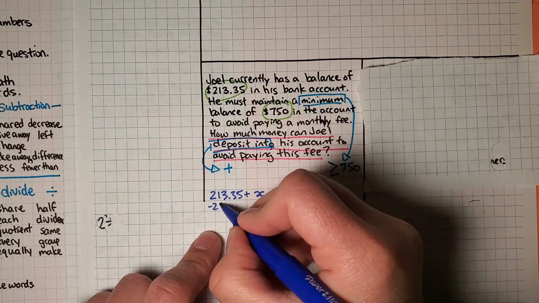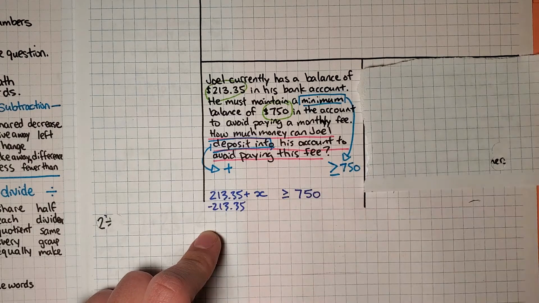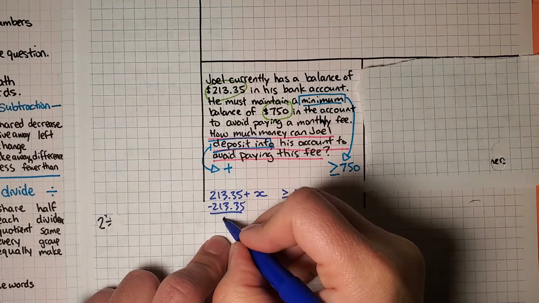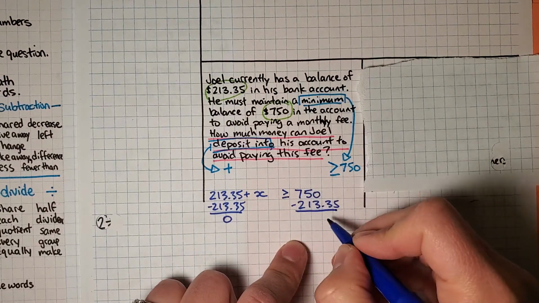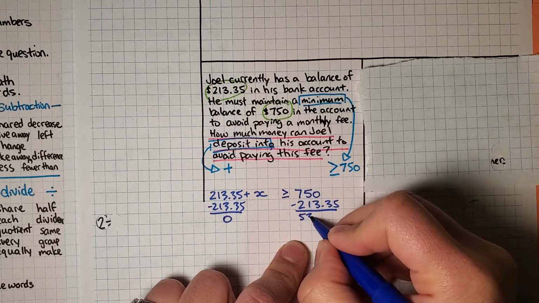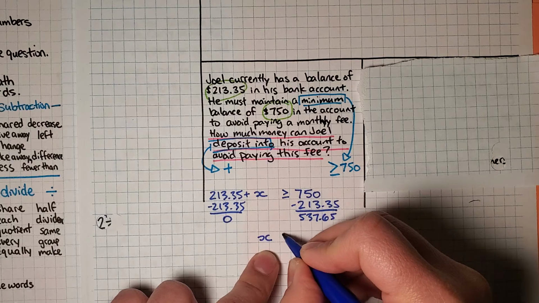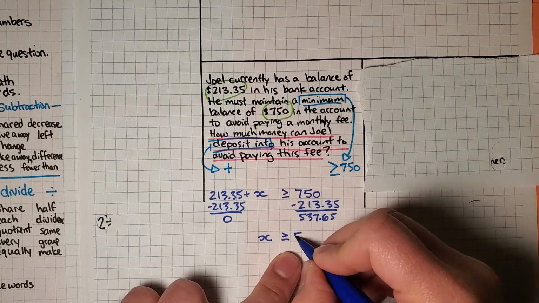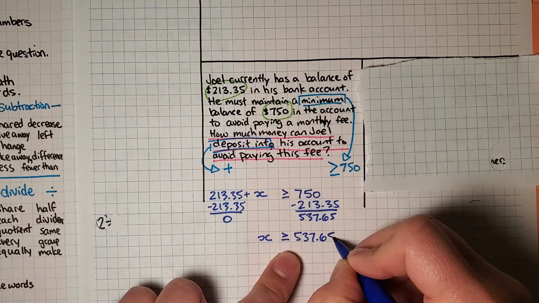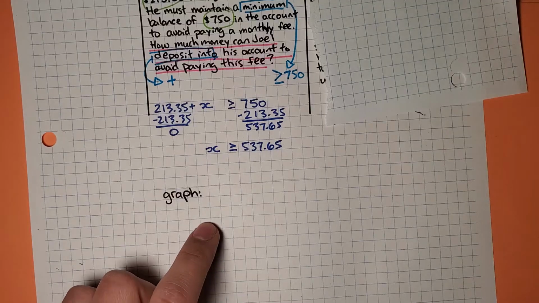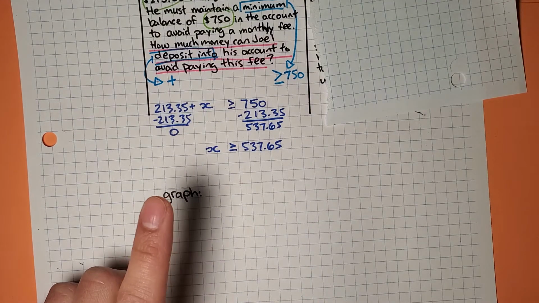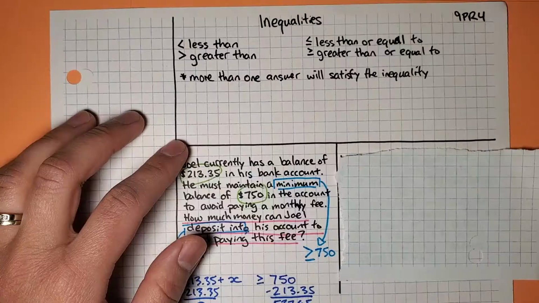So you minus 213.35 from each side. This zeroes out. This equals 537.65. Just rewrite the inequality. X has to be greater than or equal to $537.65. The next step would be to graph this inequality.